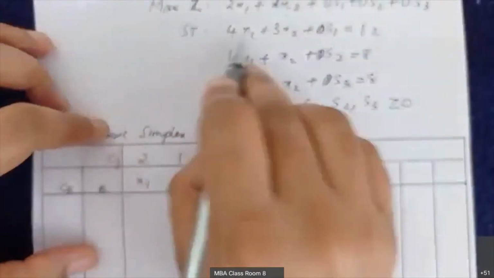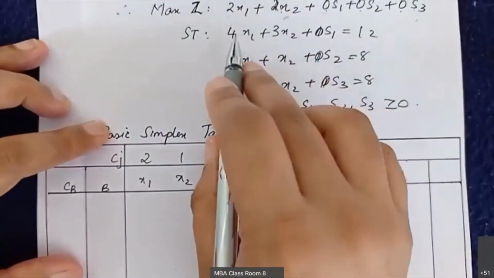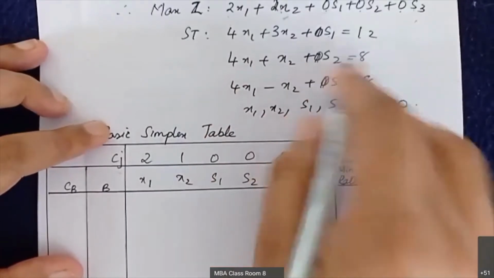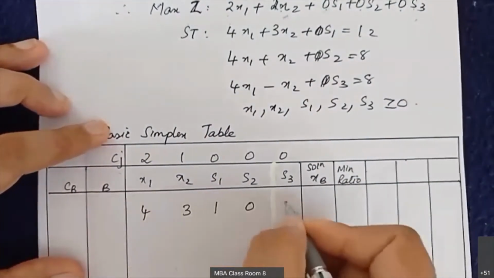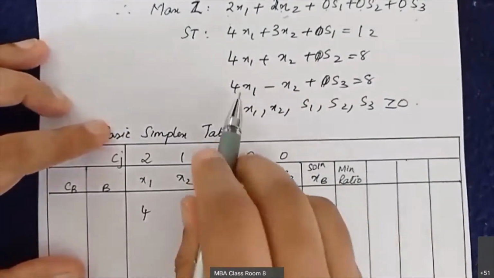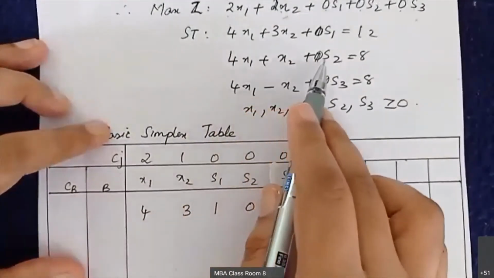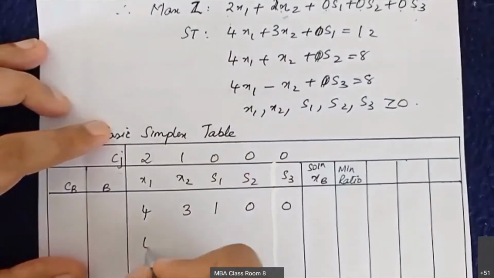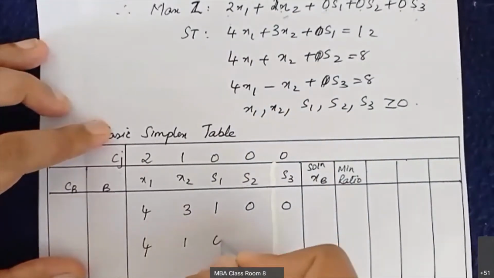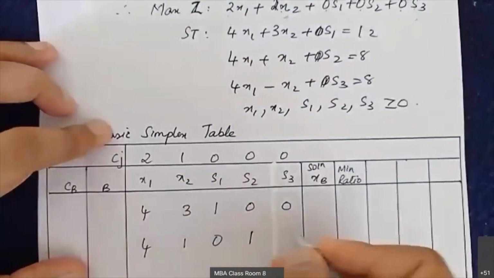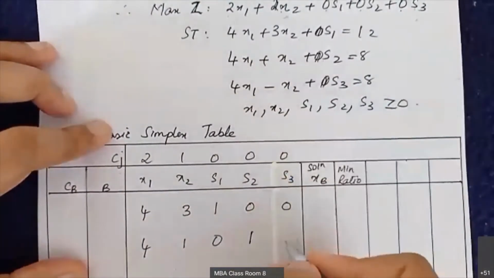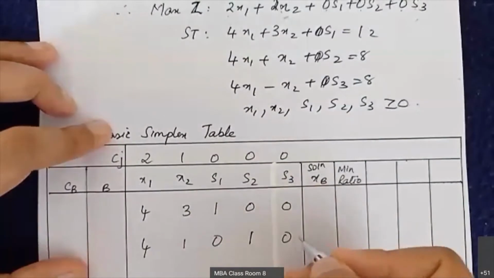We'll be entering each of those coefficients of the constraints. 4, 3 and 1 for S1. So here I have 4, 3, and S1 is 1. I don't have a value for S2 and S3. Similarly, 4, 1 and S2 is 1. So here I have 4, 1, 0 for S1. Here I have S2, so I put 1 there. 1 is the coefficient of S2 and I don't have S3, so I put 0.